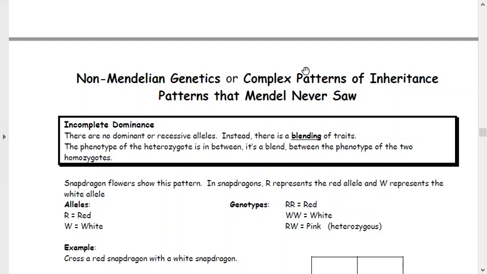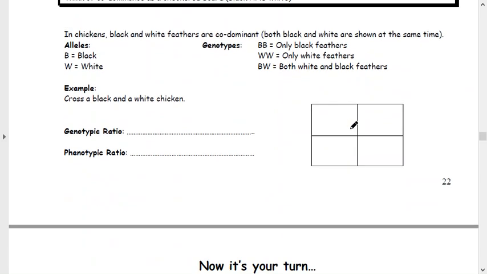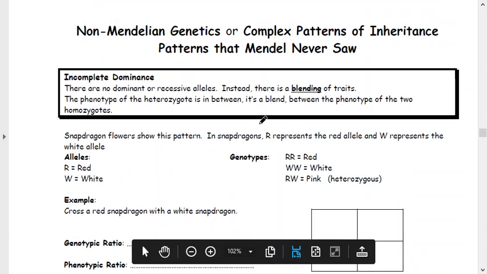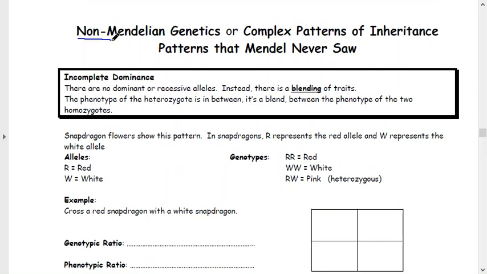These are your visual notes or your video notes for the non-Mendelian traits, sex-linked traits, and multiple allele traits. So let's go ahead and start on page 22. There we go, page 22. And we'll start with what are called non-Mendelian traits.